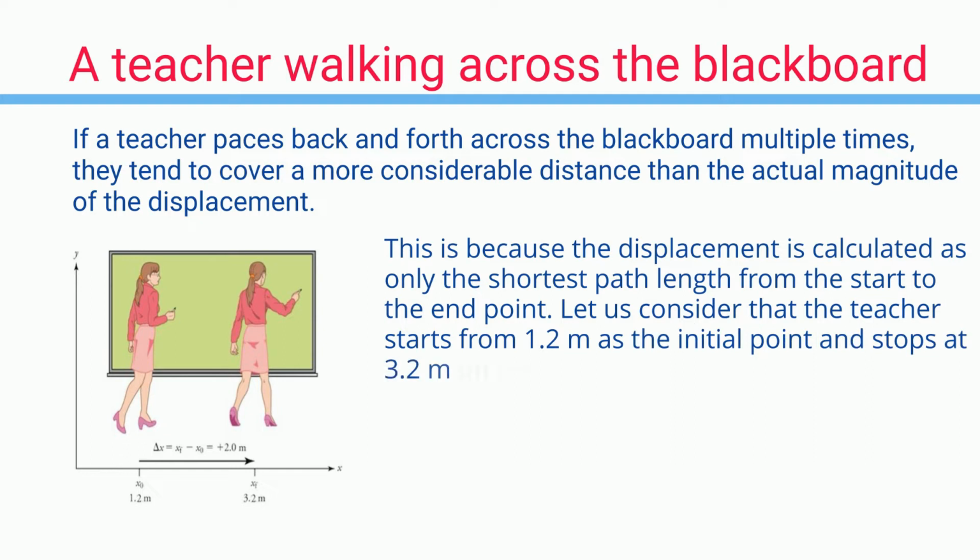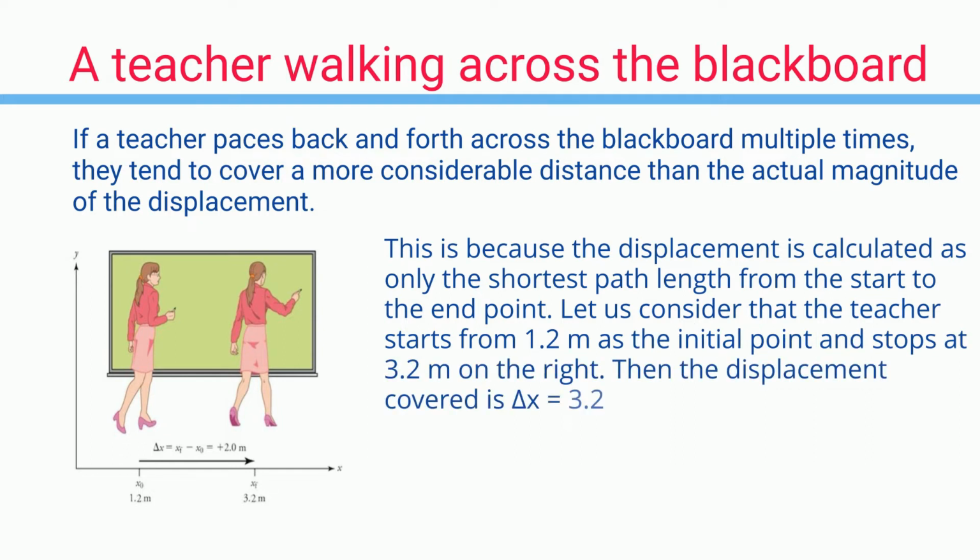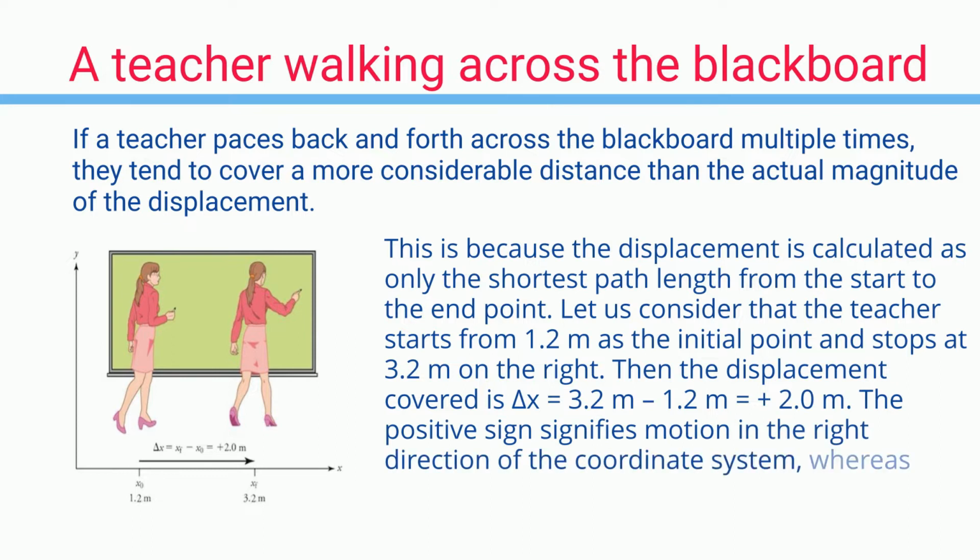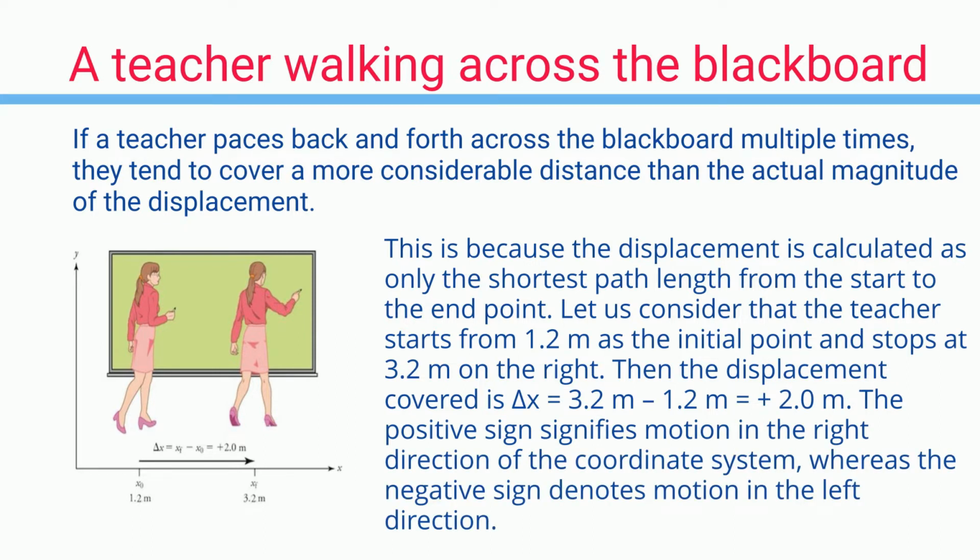Let us consider that the teacher starts from 1.2 m as the initial point and stops at 3.2 m on the right. Then the displacement covered is x equals 3.2 m minus 1.2 m equals plus 2.0 m. The positive sign signifies motion in the right direction of the coordinate system, whereas the negative sign denotes motion in the left direction.